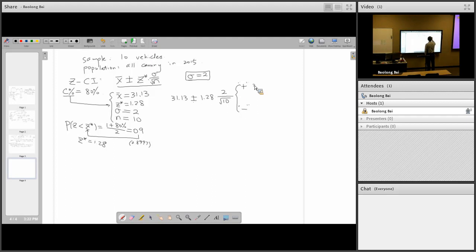So for addition, you have 31.13 plus 1.28 times 2 over square root of 10. That will equal 31.94. You can verify the number. And with subtraction, basically 31.13 minus 1.28 times 2 over square root of 10. That will be 30.32.